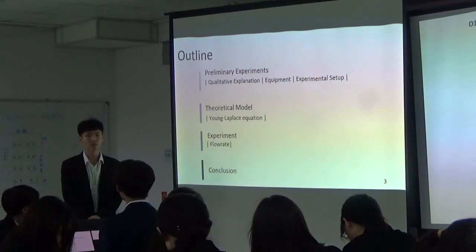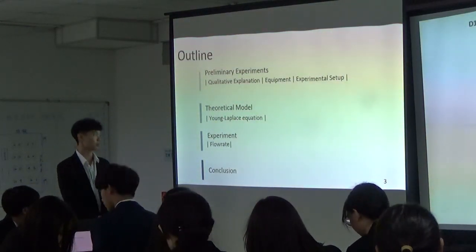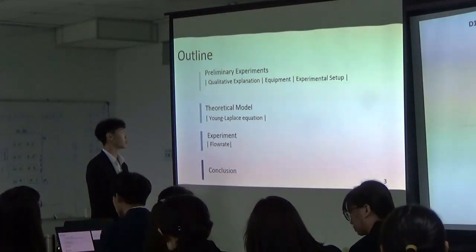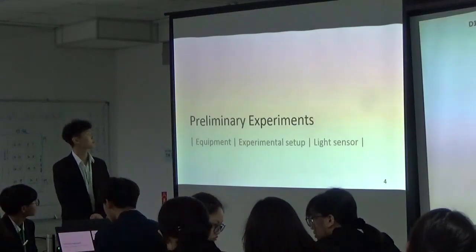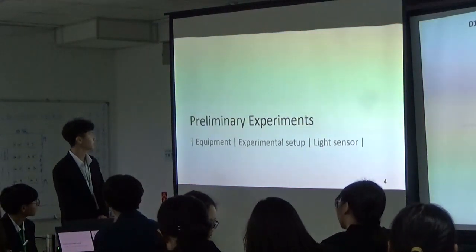This is our outline. First, we are going to talk about a preliminary experiment. Next is the theoretical model. Third is the experiment. The last one is the conclusion. First, let's talk about the preliminary experiment.